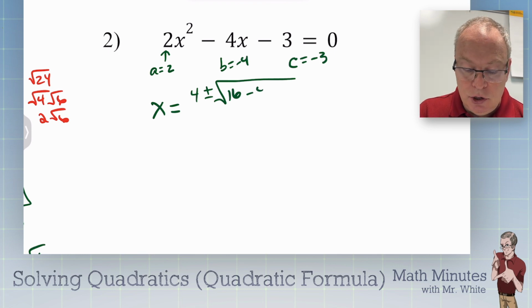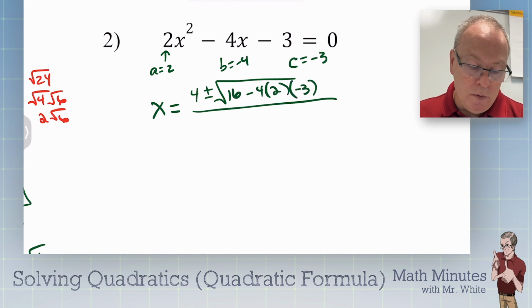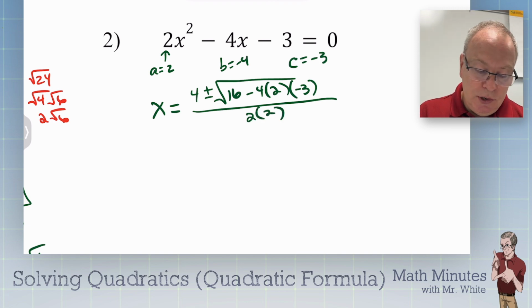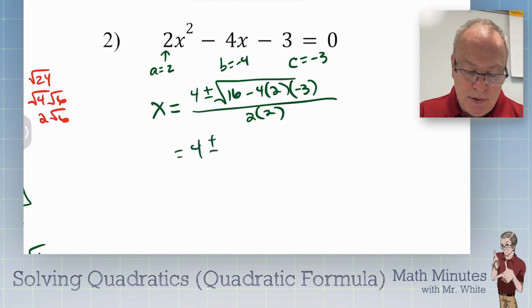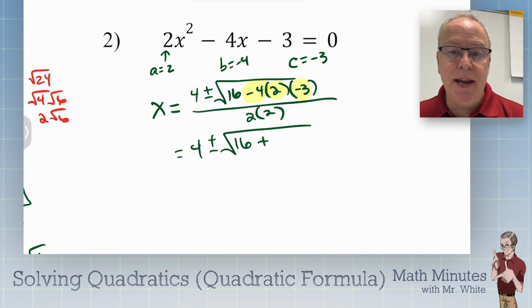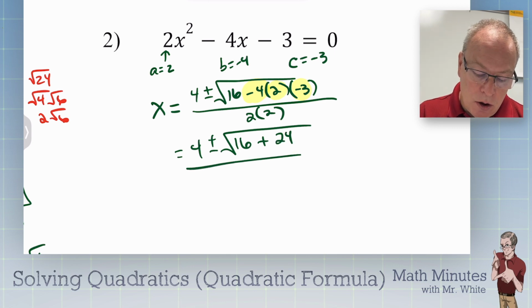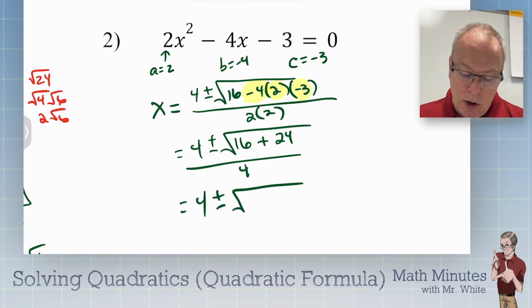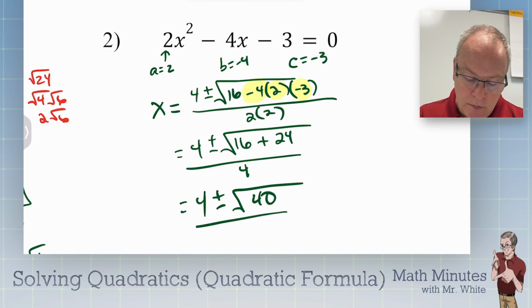Okay, here's the danger zone, so I always take my time here and think through it very carefully. All over 2a. So this is 4 plus or minus the square root of 16. Okay, here's the danger zone. Take your time. We've got negative times a positive times a negative. That's, once again, a plus, right? And then 4 times 2 is 8. 8 times 3 is 24, all over 4. So this equals 4 plus or minus the square root of 40, all over 4.